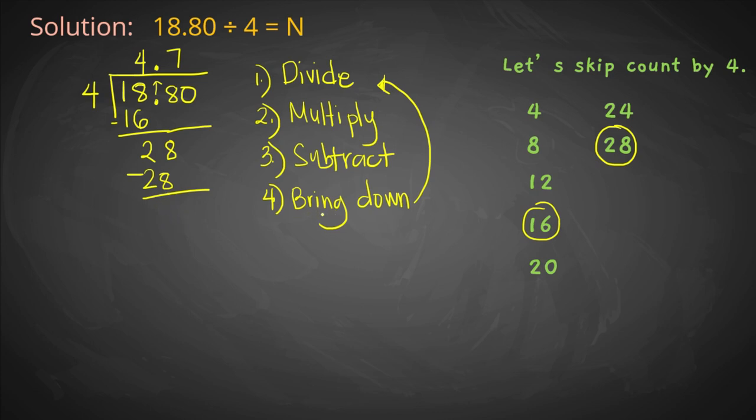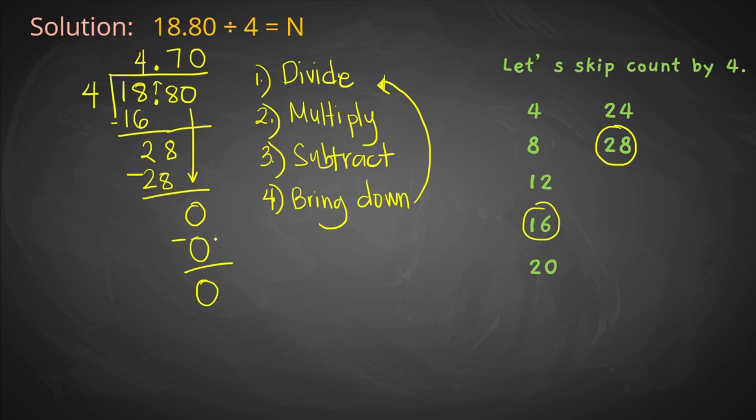And pang fourth step, remember, meron pa tayong pang fourth step which is yung bring down. So, yung 0, i-bring down natin. Pag nag-bring down, automatic, babalik tayo sa divide. So, 0 divided by 4 is 0. 0 times 4, uulitin natin, sa multiply tayo. 0 times 4 is 0. Subtract. 0 minus 0 is 0. So, kung 0 na yung sagot sa subtraction, ibig sabihin, we are done.